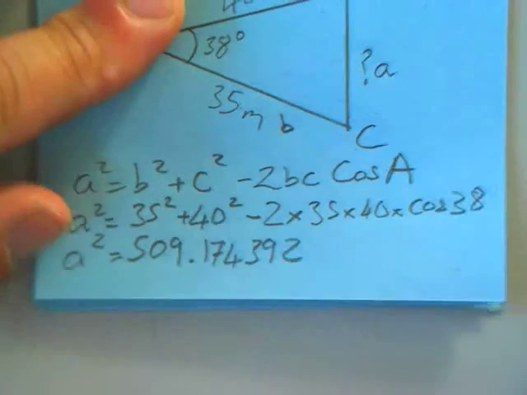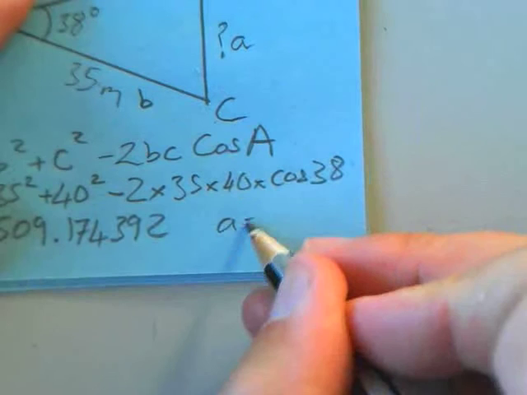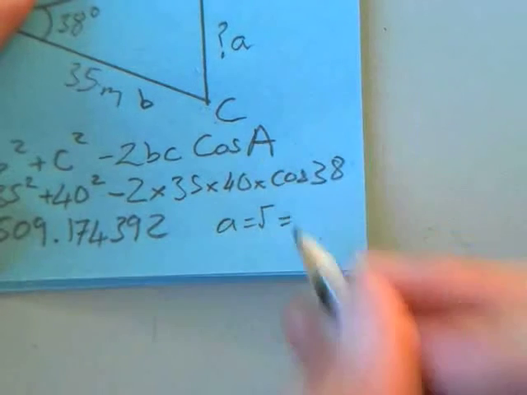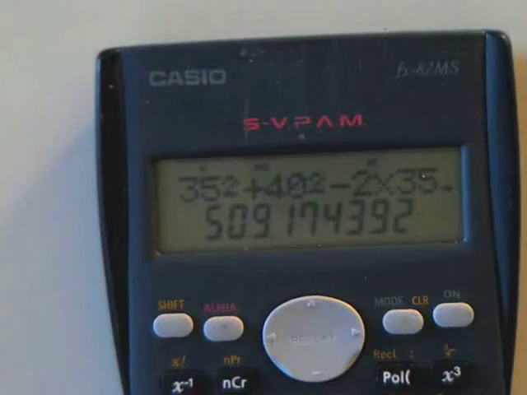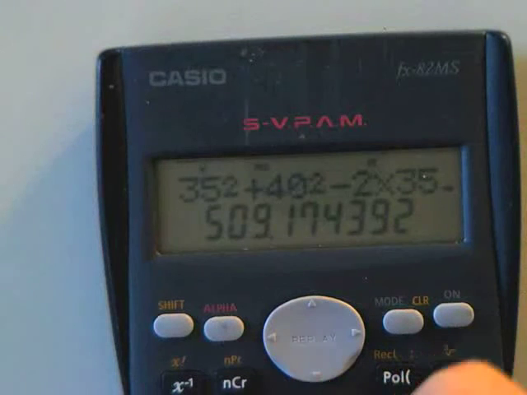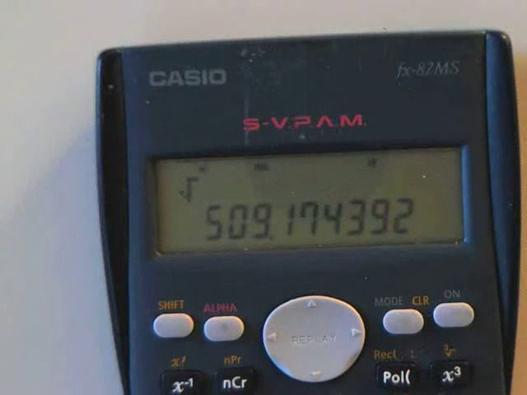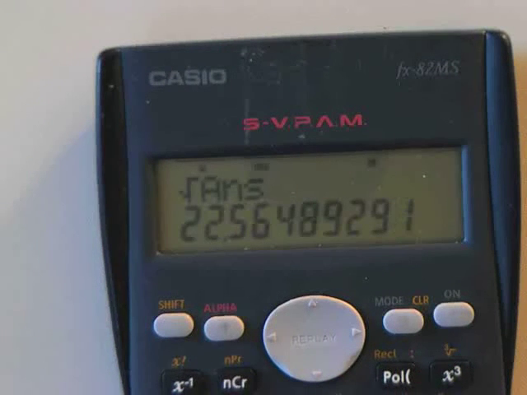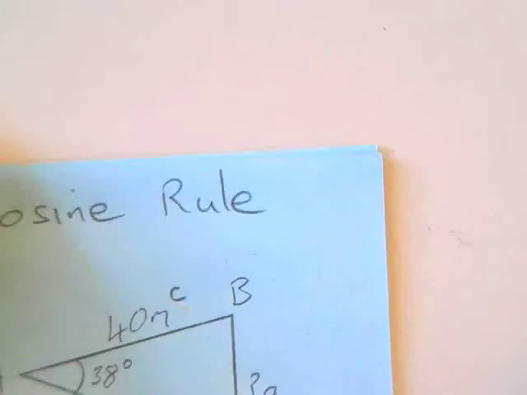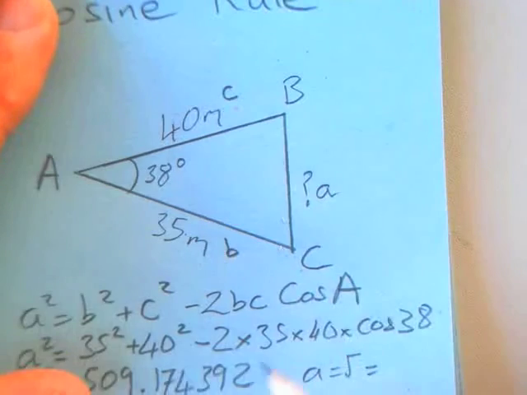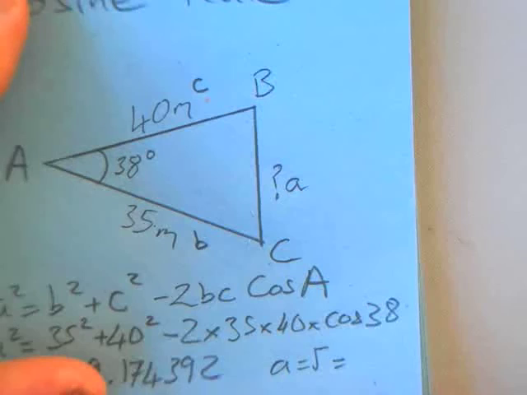So therefore, a must be the square root of that answer, which is 22. Now, 22.56.